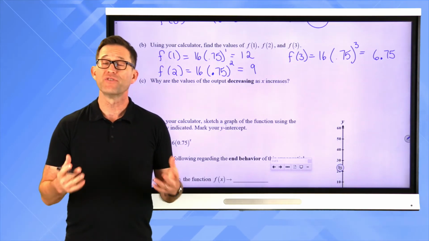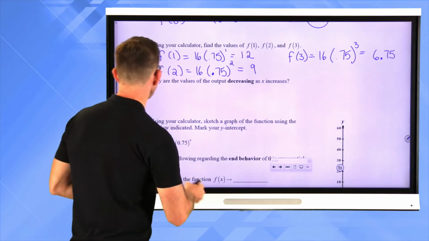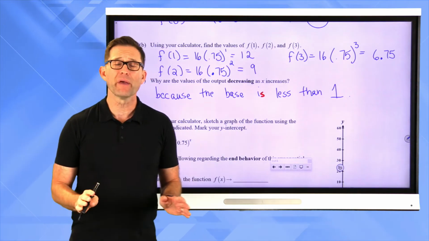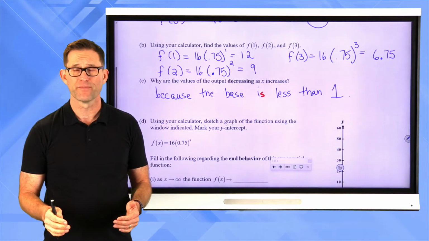All right, well, they're decreasing because the base is less than 1. The base is less than 1. Let me make sure that really looks like the number 1. Now remember, the base is always positive, so the base is always greater than 0, all right?